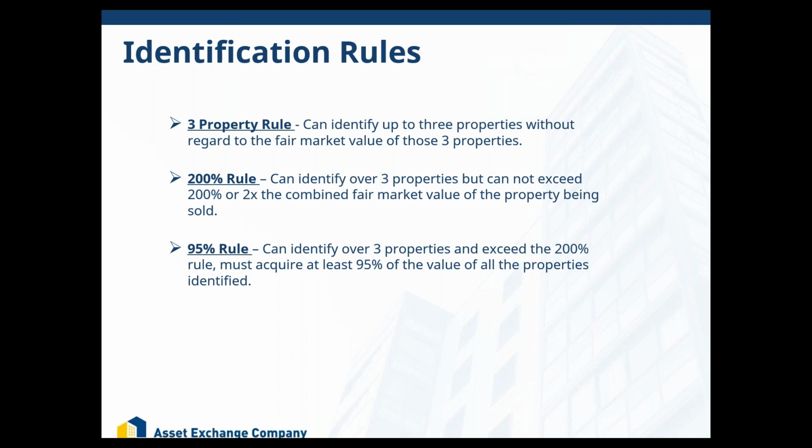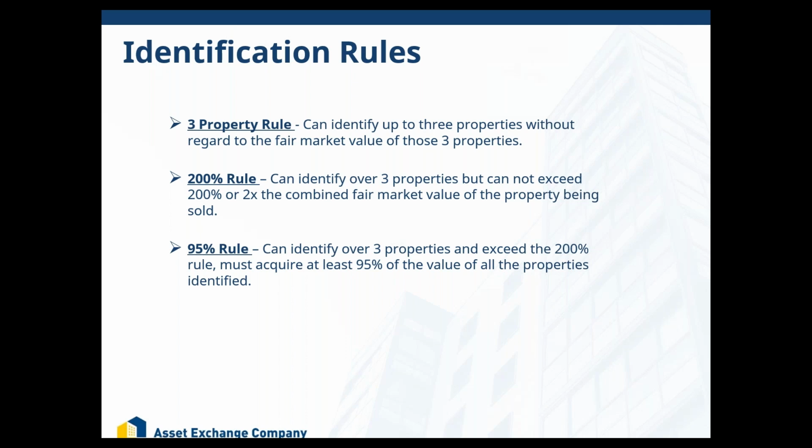Now, the most popular rule that we see investors enacting, it's referred to as the 3-property rule. And the 3-property rule states this: you can identify up to 3 properties without regard to the fair market value of those 3 properties. So what exactly does that mean, right? Fair market value. Well, if you identify 3 properties or less, the purchase prices of any of those properties that you identified, they can be any dollar amount. It doesn't matter as long as you identify 3 properties or less.